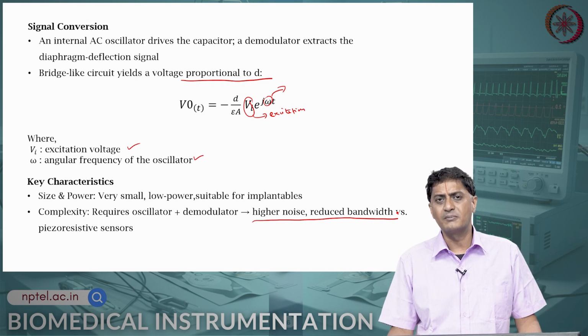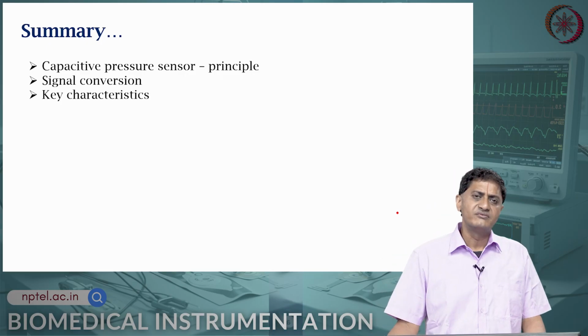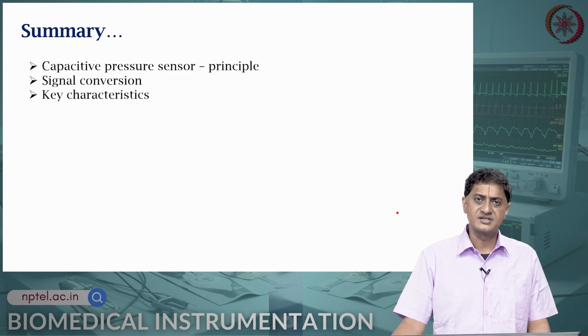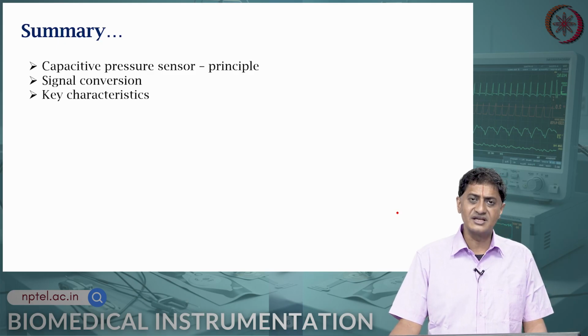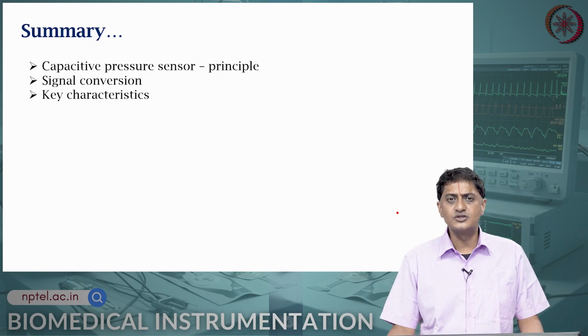With this, we come to the end of this video. In this video, we looked at the principle of operation of a capacitive pressure sensor, how a signal is converted and read, and what the key characteristics of a capacitive pressure sensor are. We also looked at the current and future development in this field.